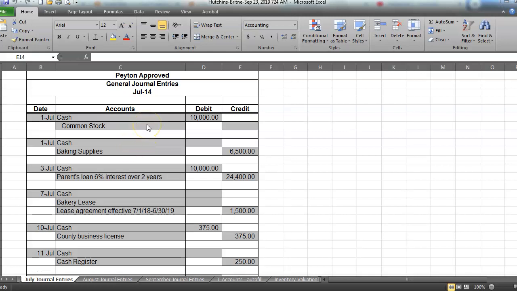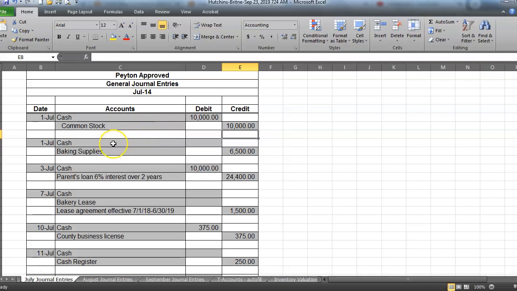I'm looking at your journal entries and I'm noticing a number of things, and I wanted to go over them because it seems to be a symptom of other errors that you'll encounter with the remaining months. First one is this transaction, I believe, was already done for you. And then it should be cash debit and common stock credit.